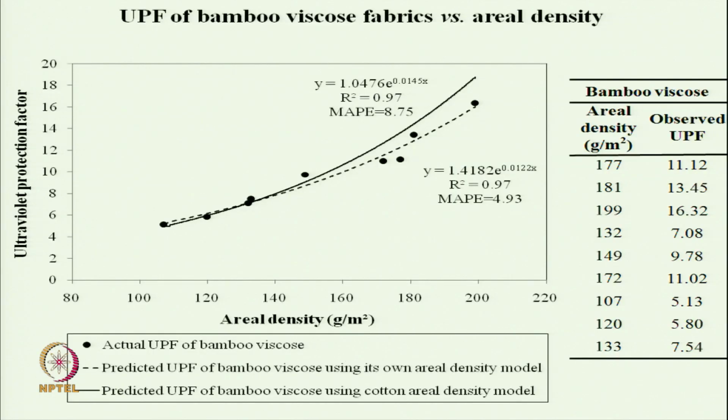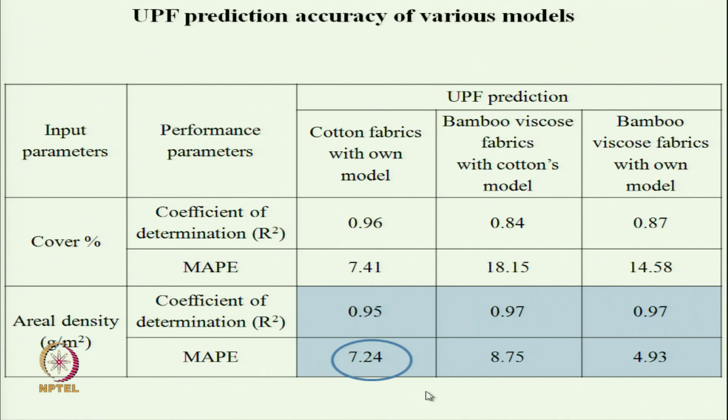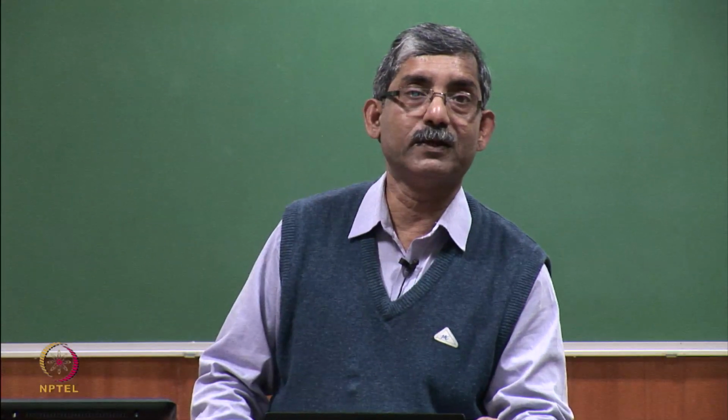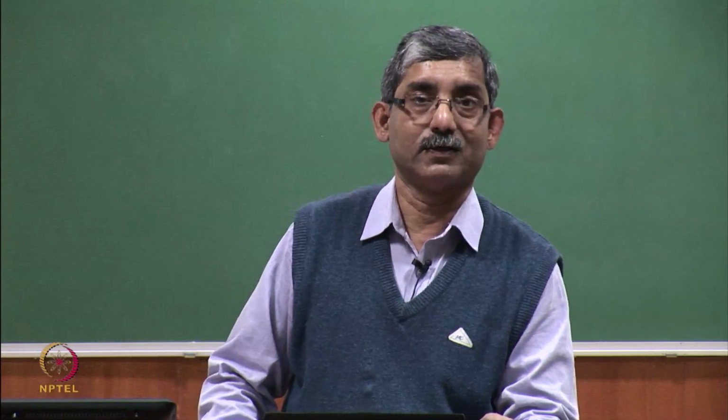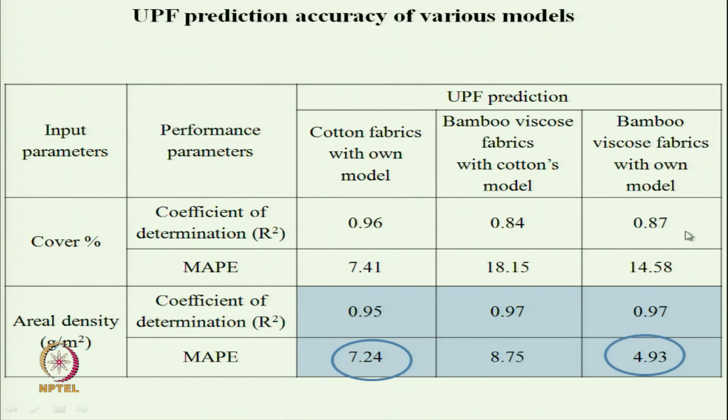Now, if we see that areal density for cotton, with cotton model it is 7.24, and areal density of bamboo viscose with bamboo model it is 4.93. Bamboo viscose with its own model, so 4.93. So, it is recommended that we should use their own model, but areal density as independent variable, not the cover factor. So, cover factor gives higher error percent.